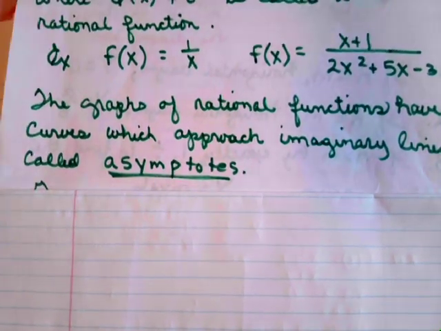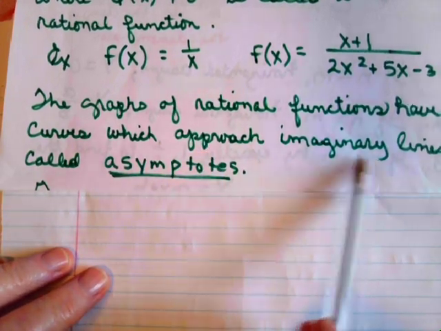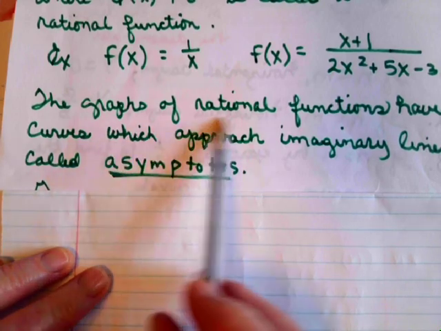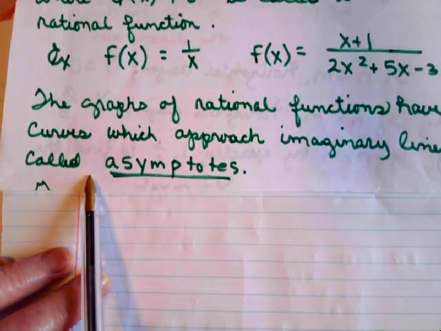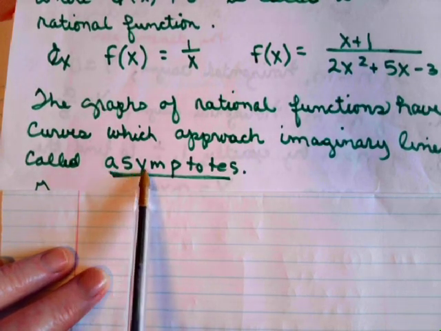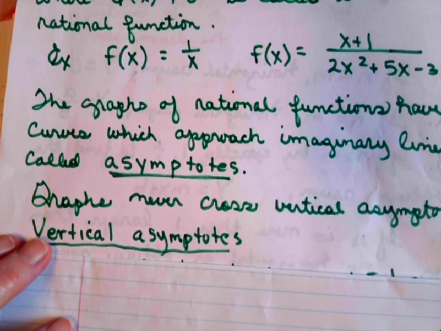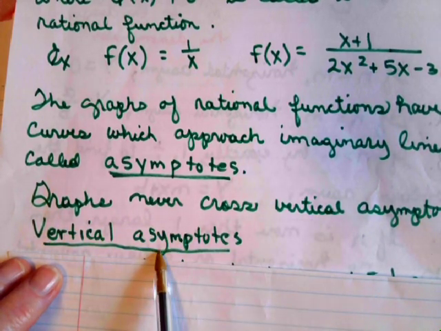The graphs of rational functions have curves which approach imaginary lines called asymptotes. A-S-Y-M-P-T-O-T-E-S. Asymptotes. Graphs never cross vertical asymptotes.